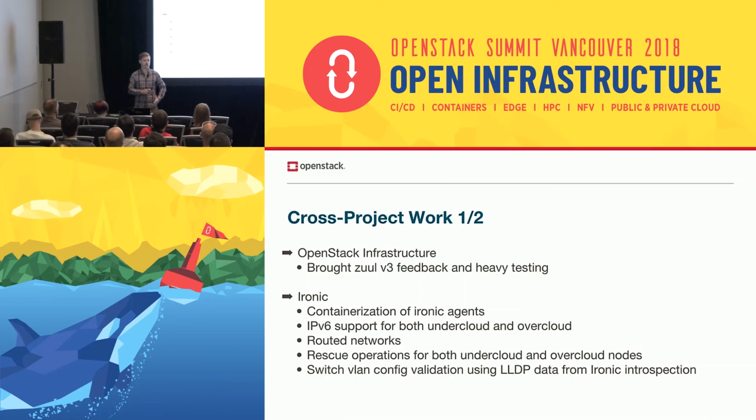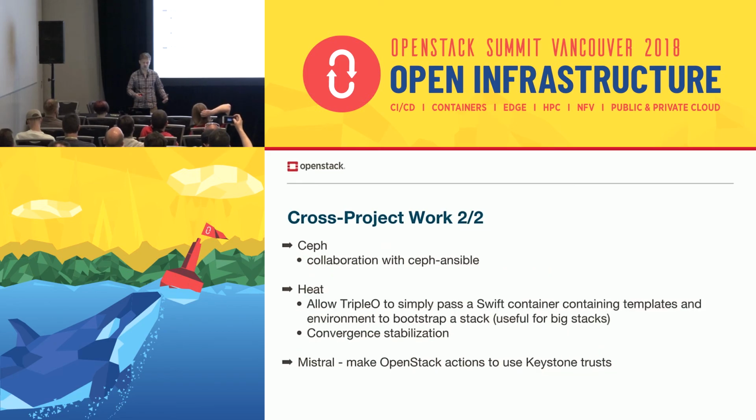So cross-project, I will go very briefly on that. We collaborate a lot with the OpenStack community, OpenStack Infra with the Zuul v3 transition, Ironic, routed networks, IPv6, containerization of Ironic, and a lot of things, basically just to show you that TripleO is not just about deploying OpenStack for TripleO, it's about making OpenStack better.